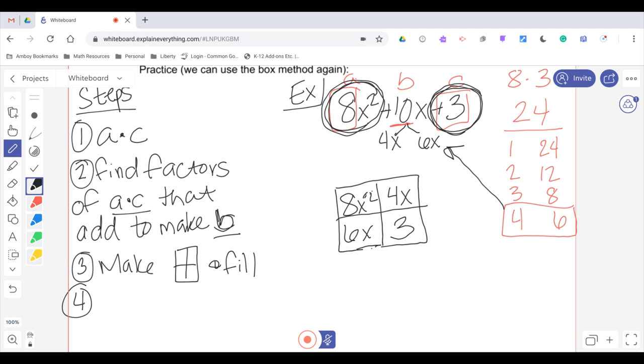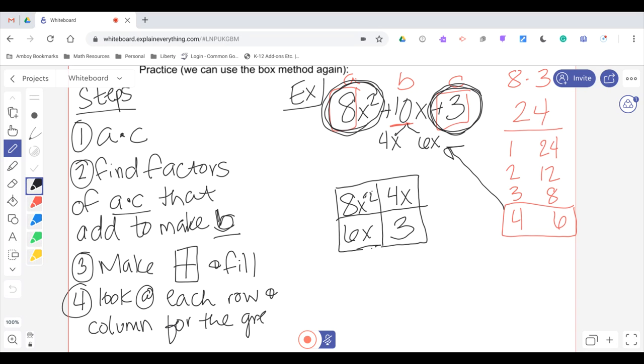Okay, so we've made our box, we filled it. Now we're going to do step 4. We are going to look at each row and column for the greatest common factor. Okay. Here's what I mean by that.